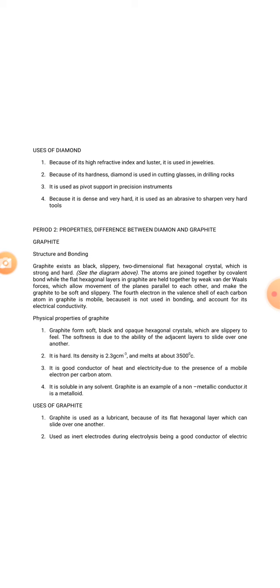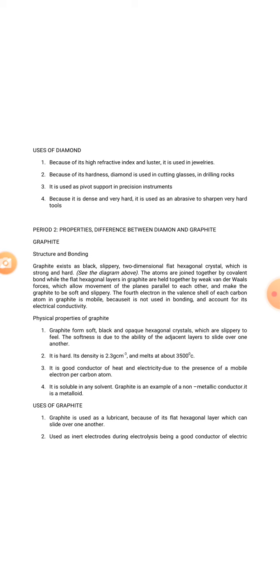So, uses of diamond. I listed four uses of diamond there. Because it has high refractive index, it is used as jewelry. Number two, because it is very hard, diamond is used for cutting glass and for drilling rock. Now, let me tell you something. There is no other thing that can cut diamond. It's only diamond that you can use to cut diamond, because diamond is very hard.